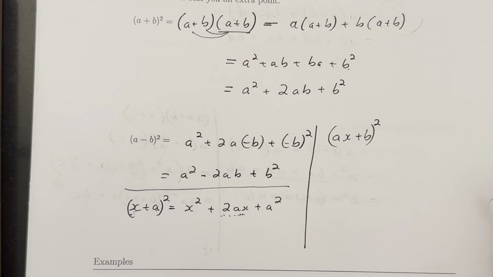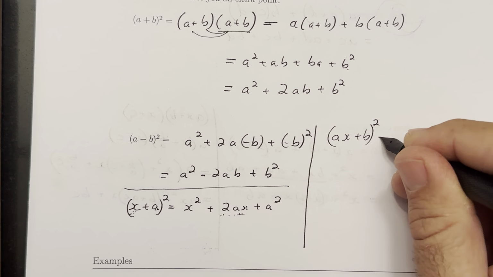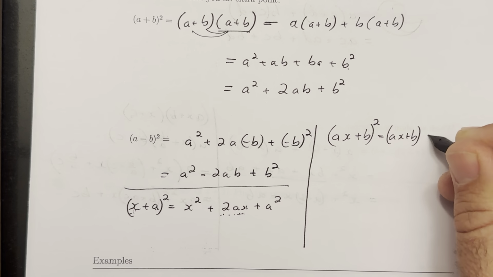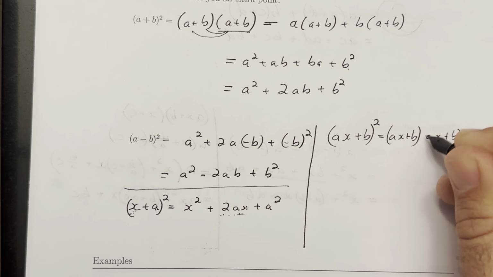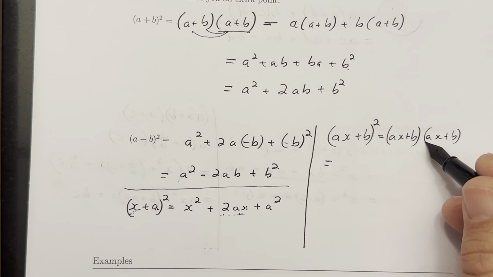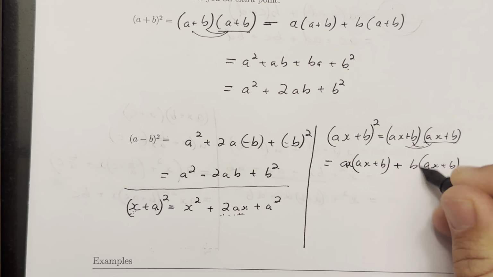Because this does come up. And so again, this is simply ax plus b times ax plus b. And so we distribute this ax plus b to both terms, just like we did a second ago. And so we've got a times ax plus b, plus b times ax plus b.